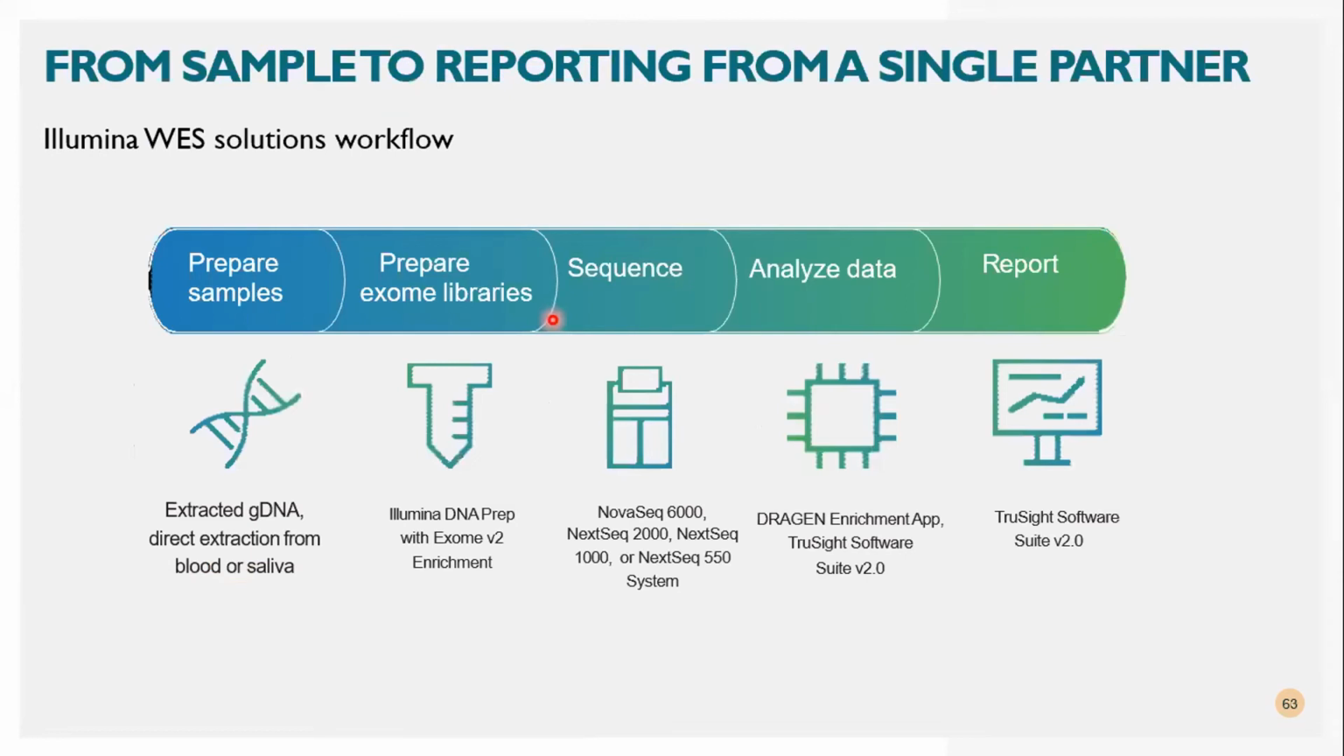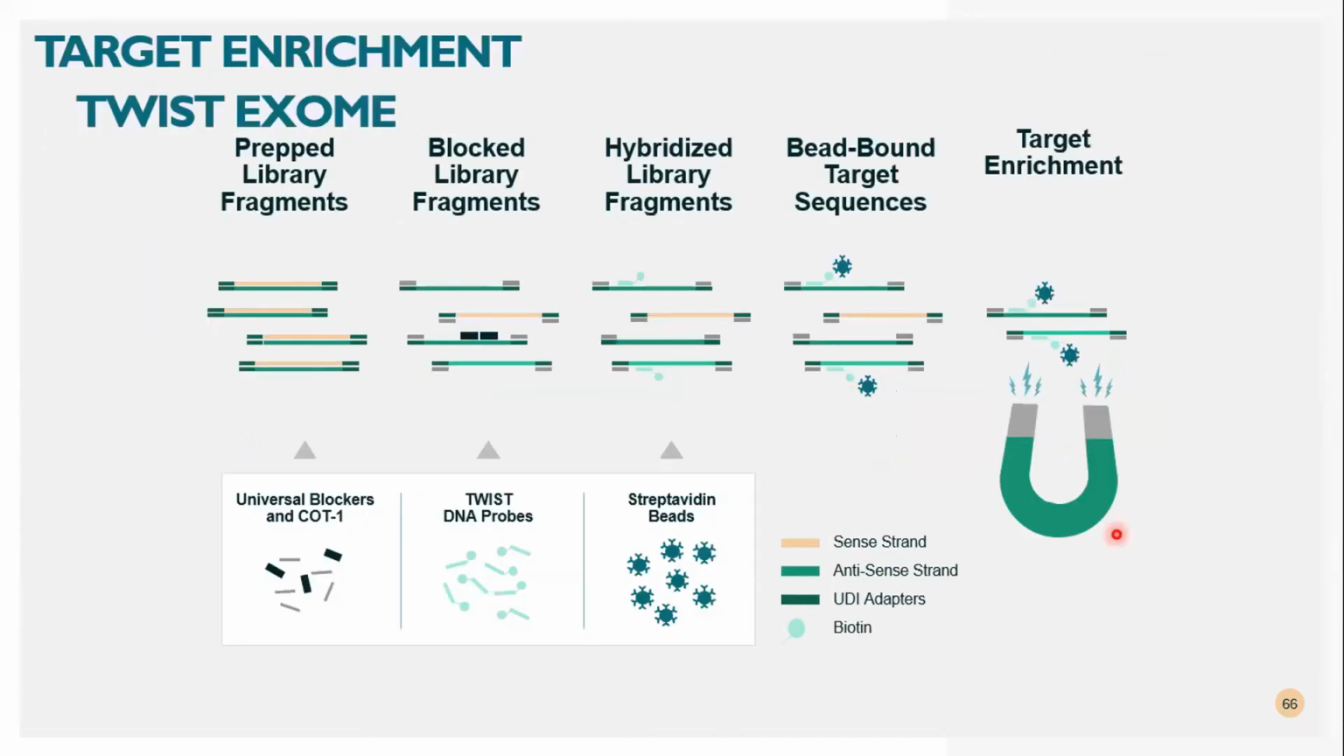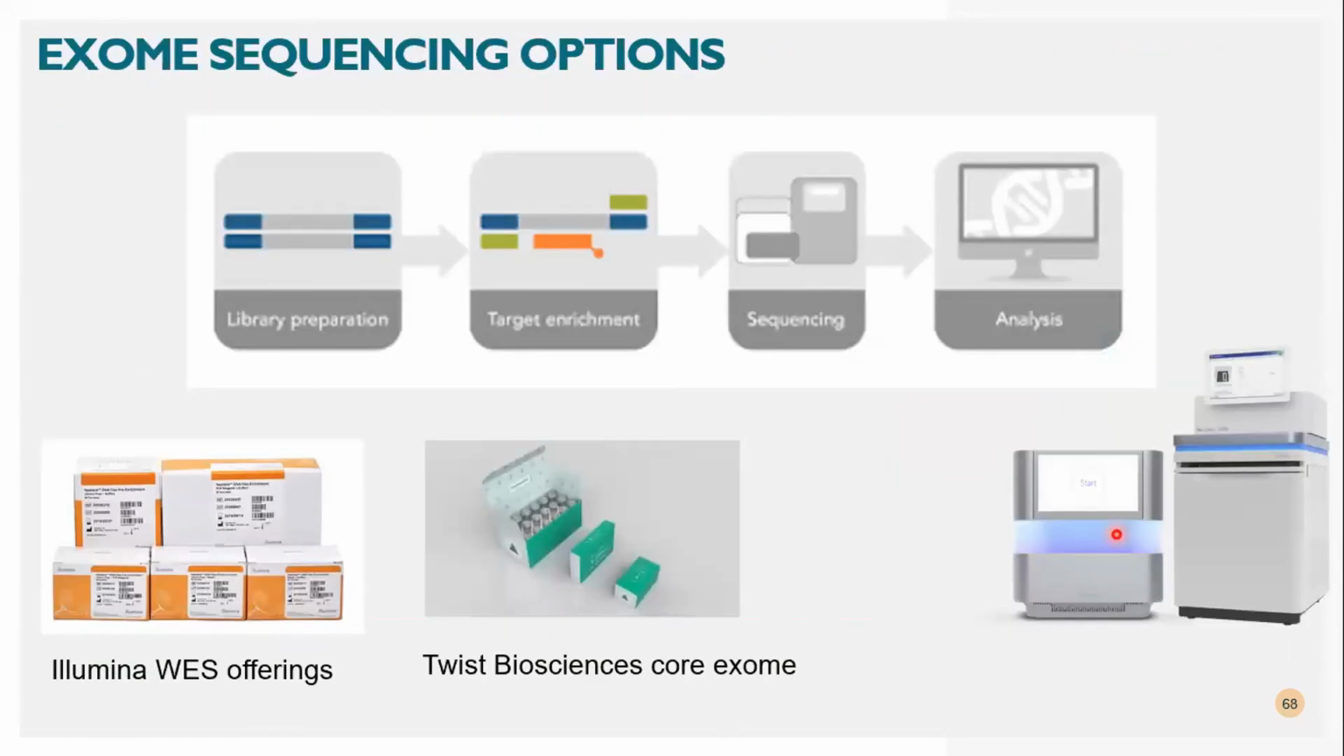The workflow is again from preparation to reporting. It can extract genomic DNA, and with Illumina DNA Prep with Exome V2 enrichment reaction, sequencing can be done on NovaSeq or NextSeq series instruments. There is a BioIT platform integrated with a system called Dragen, which does secondary analysis of the data, followed by a software suite or any other available solutions to do the reporting part of it. So I won't get into much detail of it.